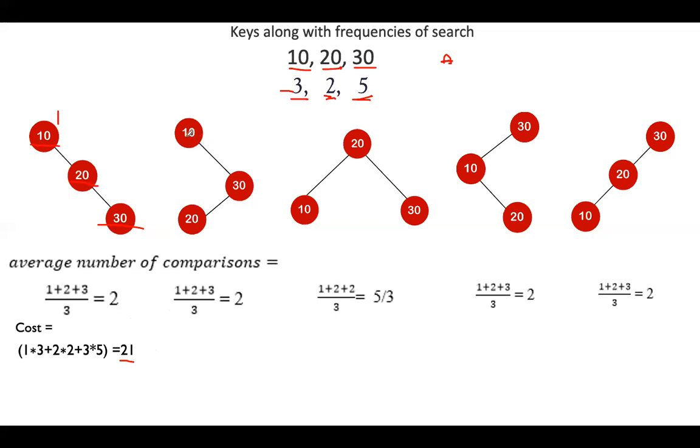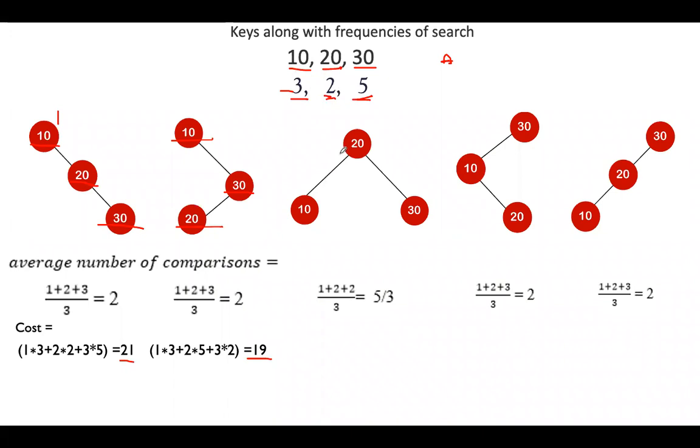Then in the second tree, 10, one comparison, frequency is 3, 1 into 3. 30, two comparisons, frequency is 5, 2 into 5. 20, three comparisons, frequency is 2, 3 into 2. So cost will be 1 into 3 plus 2 into 5 plus 3 into 2. Cost is 19. Okay. See, here actual average number of comparison is same, but cost is changing. Cost is depending on the frequency of the search, how many times you are comparing these keys along with these key values.